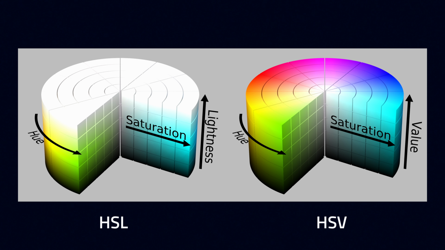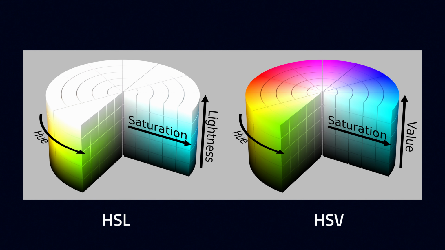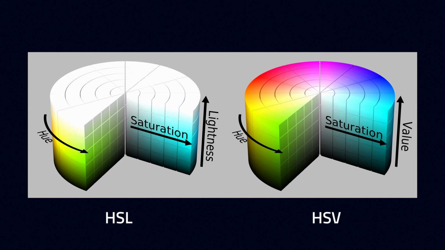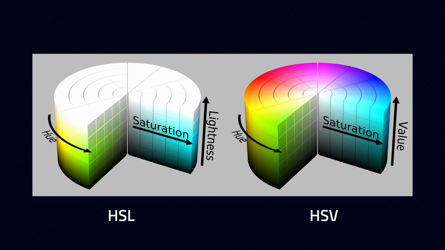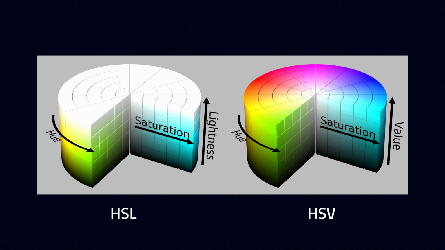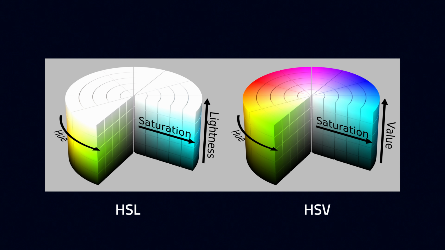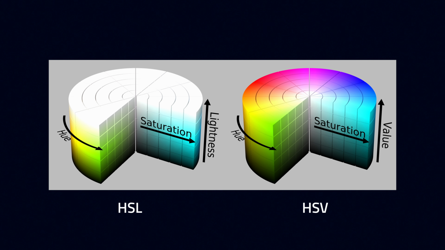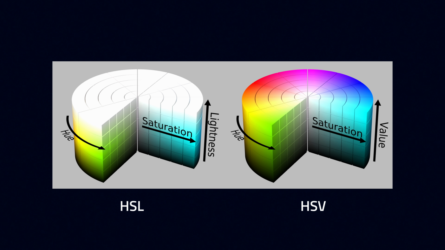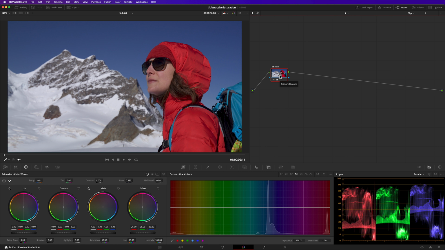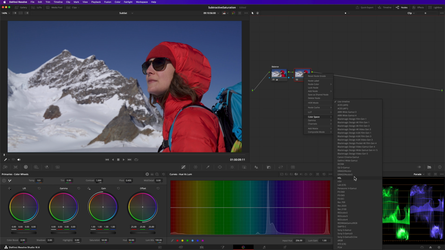Color models like HSL and HSV are great for this because they have channels dedicated to saturation and brightness. In this instance, HSV is the model of choice, as when using HSL, the luminance value affects the saturation of the color. At its maximum values, HSL produces white. However, at HSV's maximum values, it produces a fully saturated color. Create a new node, right-click and set its color space to HSV.